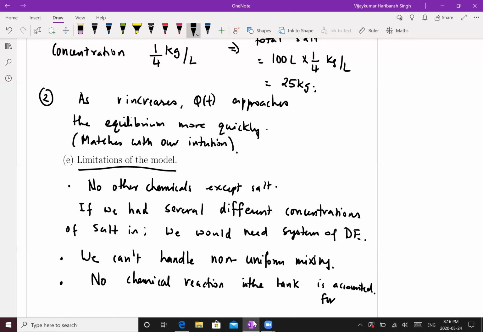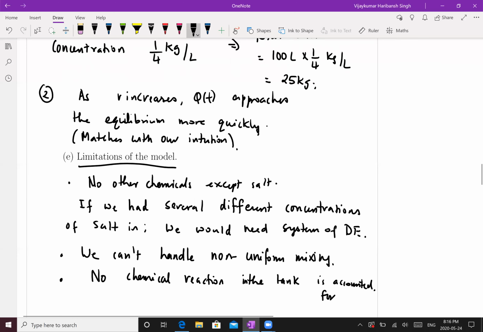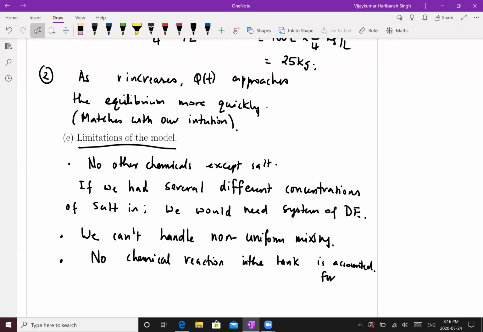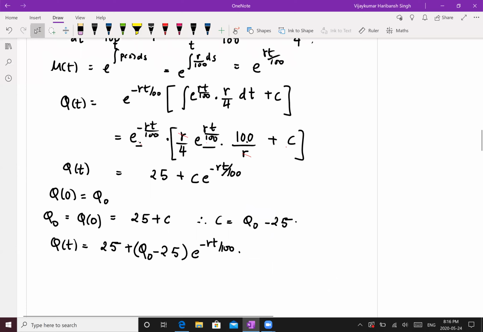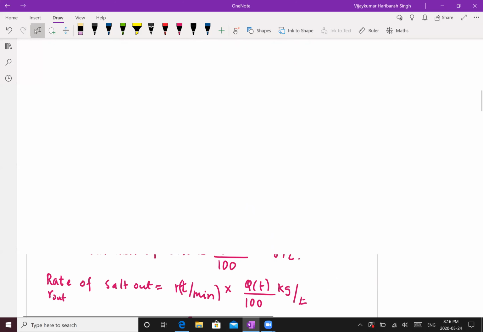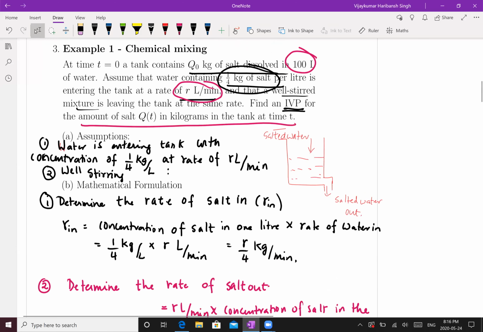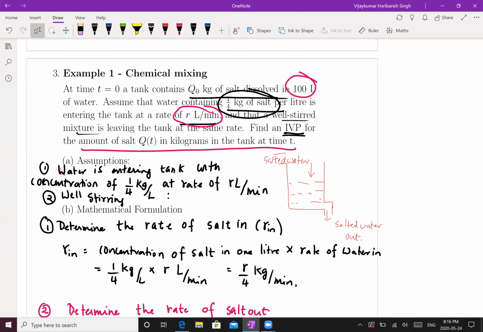Okay, but so this is how we managed to deal with this problem. So this is the model again. This was a model about mixing of salt in the water.